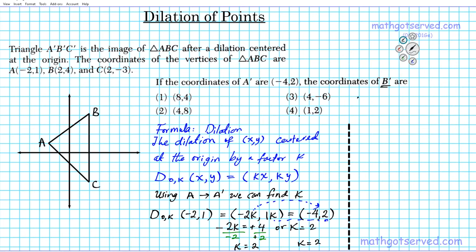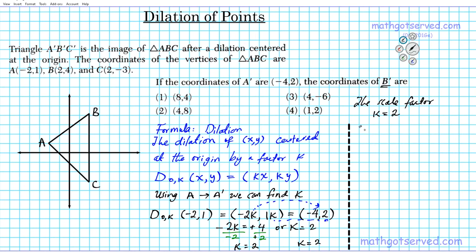The scale factor k is equal to 2. So what can this help us find? Using the scale factor, we can find b prime and c prime. How do you do that? You simply multiply the scale factor by the coordinates using our formula for dilation.